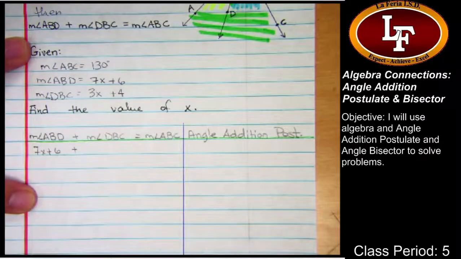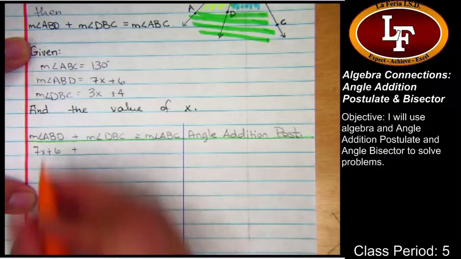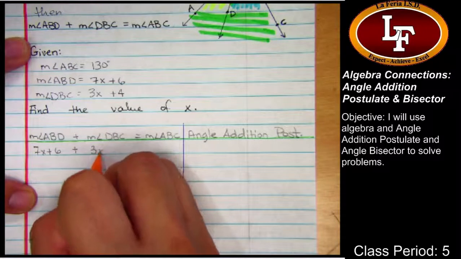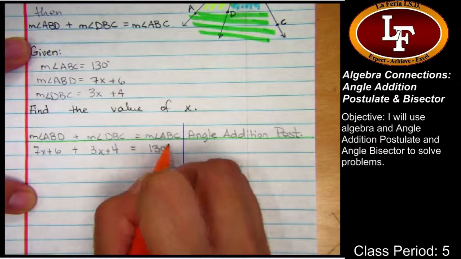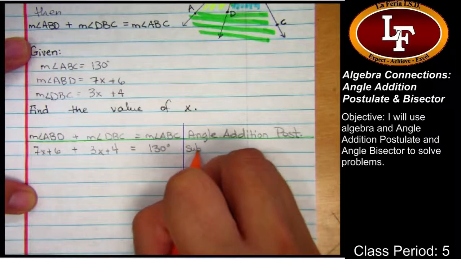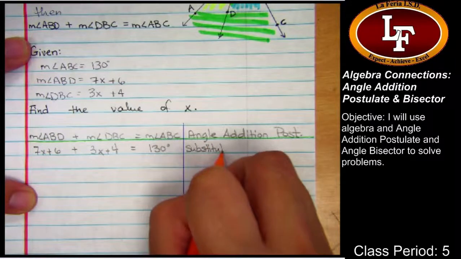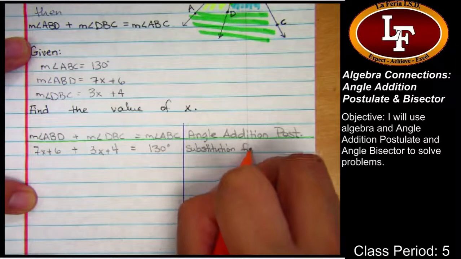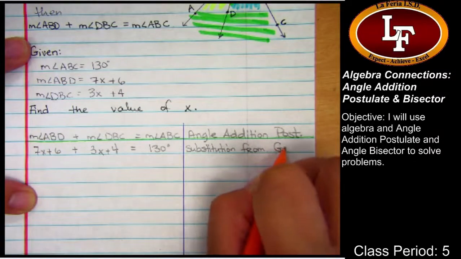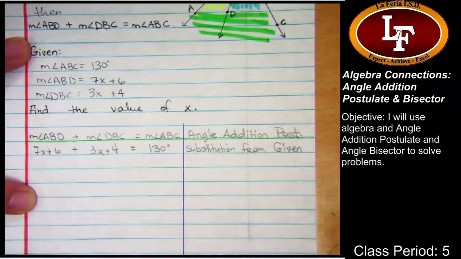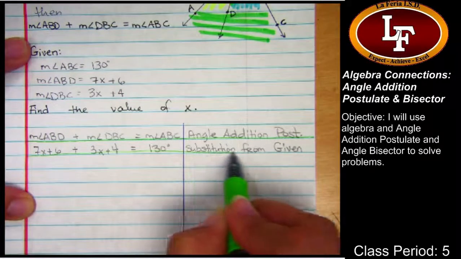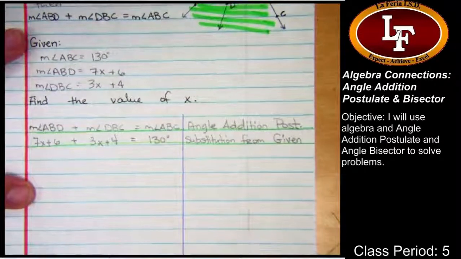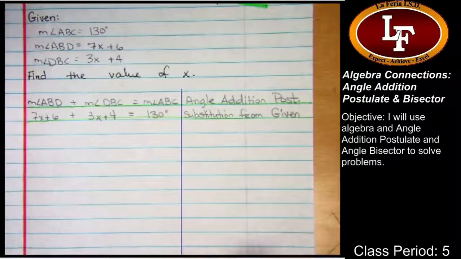I'm going to continue to go along and substitute in for everything else that I know. And all of this stuff was substitution from given, because all of this information, I didn't just make it up and pull it out of my hat like a magician with a rabbit. Whoops. I got it from the given statement up above. Okay? So far, so good? All right.